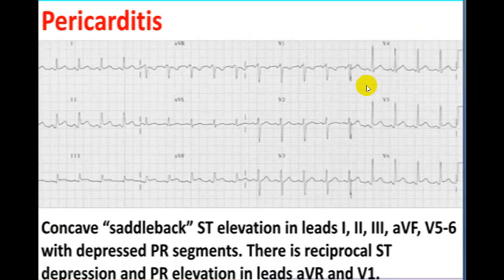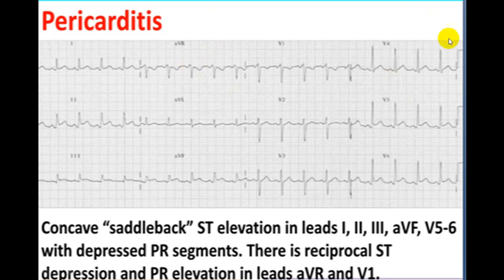This is pericarditis. You can see here there is a concavity and ST segment elevation in chest leads. This will be generalized. You will see it also in limb leads. This is lead 2, lead 3, AVF also. There is an ST elevation. And in AVR, you will have a PR segment depression or elevation with ST changes, ST depression.